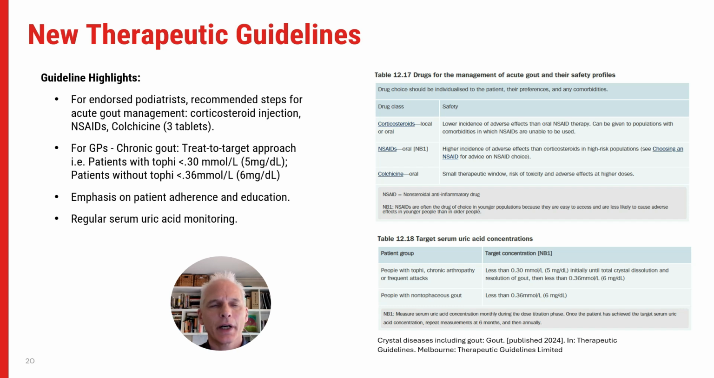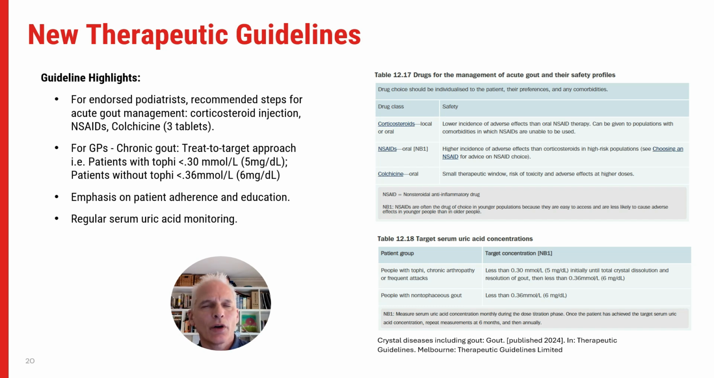So for endorsed podiatrists, which is who you're going to be, there are basically some recommended steps for managing acute gout, which is essentially corticosteroid injections. Now, there are a lot of patients who are not going to be particularly happy with you injecting steroids into an inflamed joint, even if you give them a local anaesthetic, but it is probably your preferred first step. The next step from there is using non-steroidal anti-inflammatory drugs, and then of course, as I mentioned, you can give them colchicine tablets, which is 3 tablets.